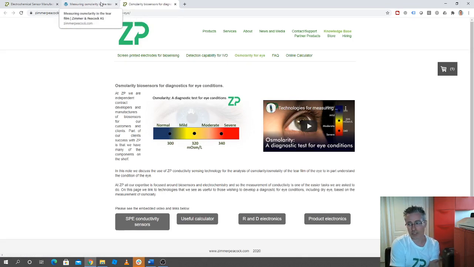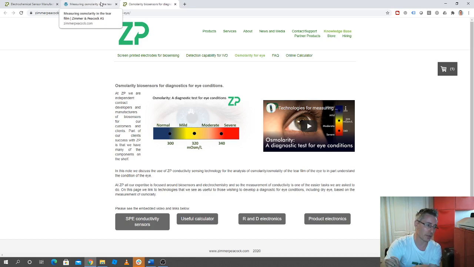But it's interesting that just going from 300 osmolarity to 340, which is a change of approximately 10%, does lead to going from normal to severe. So it's quite a rapid change with just a small change in osmolarity.